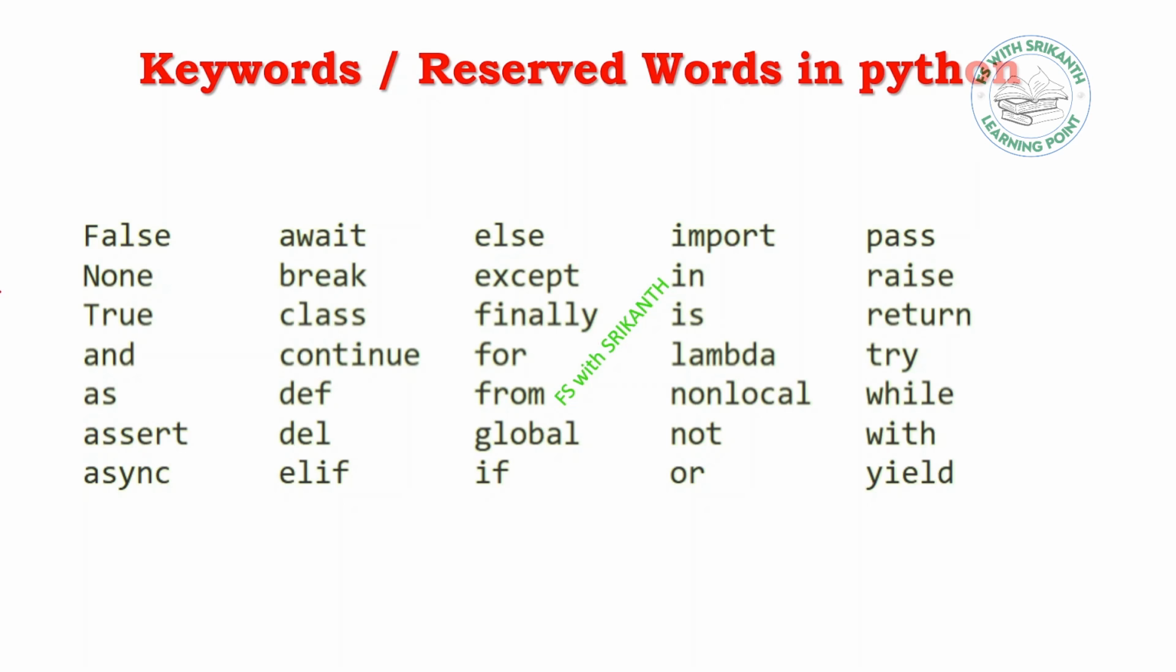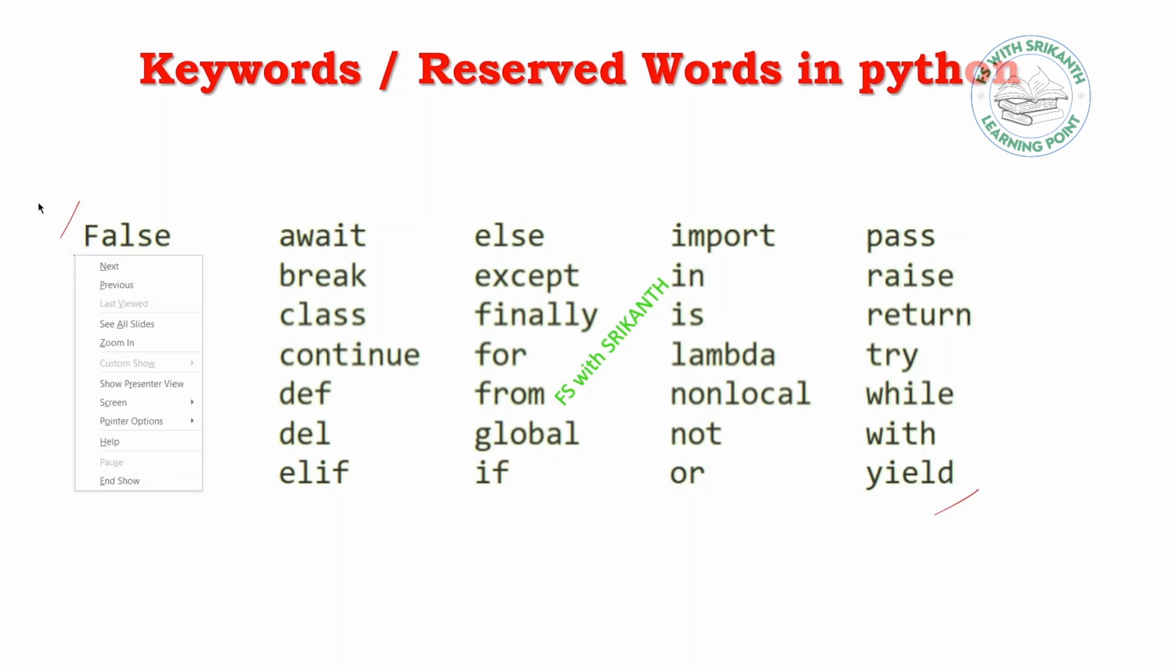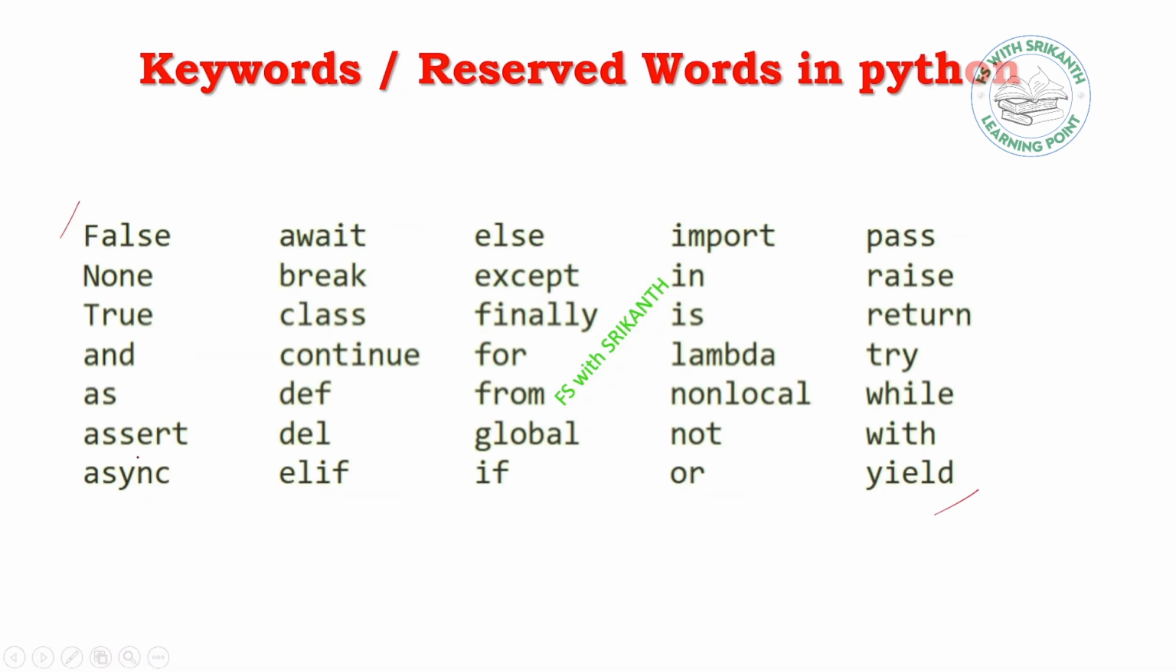So in Python, reserved words, also known as keywords, are predefined words that have special meanings and purposes within the Python programming language. Each and every keyword has its own meaning as per Python. These keywords cannot be used as an identifier. In a previous lecture also we discussed this. Most of these keywords are used to define the syntax and structure of Python programs.